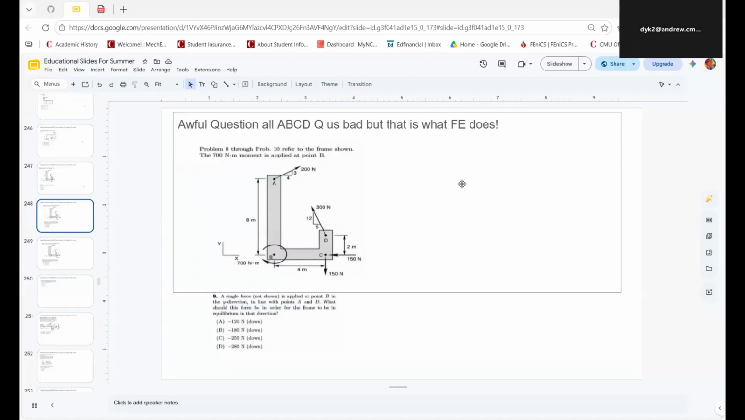Okay, here's what we have. Problem 9: a single force member not shown is applied to point B in the y direction, in line with points A and D. Okay. It looks like a simple knowledge question, making sure everything is okay.